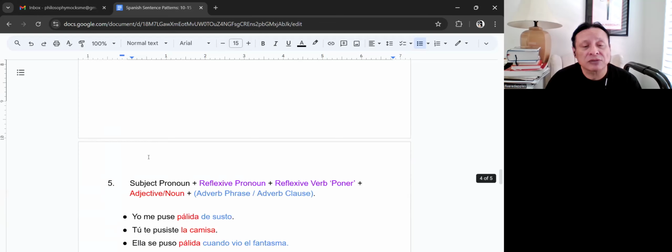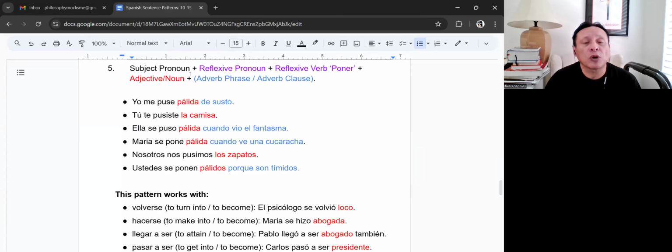Okay, now let's get back to 5. Subject pronoun, if needed, or if you're emphasizing or clarifying. Reflexive pronoun, pointing to the subject.